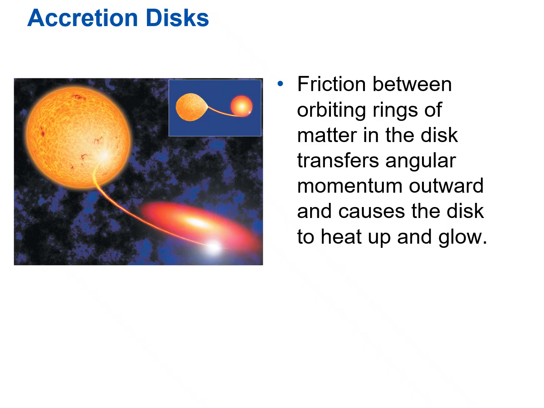Friction between orbiting rings of matter in the disk transfers angular momentum outward and causes the disk to heat up and glow. And so you can see in the painting, the artist has chosen to make the outer part of the disk red, the inner part a yellowish white. And the idea there is as the matter falls in, it gets hotter and hotter.